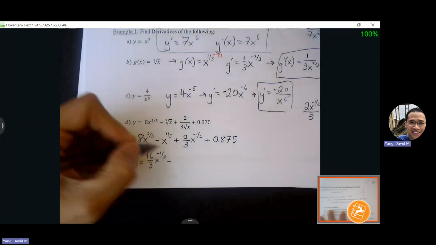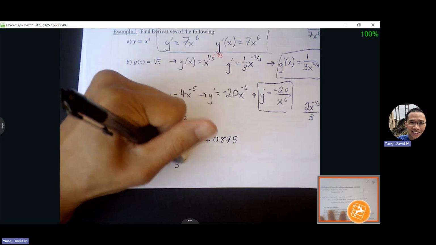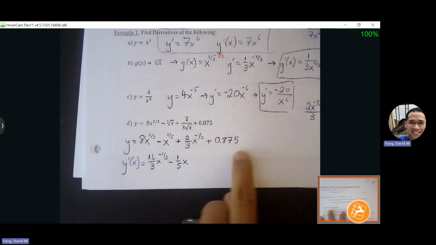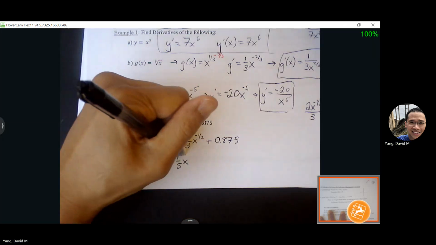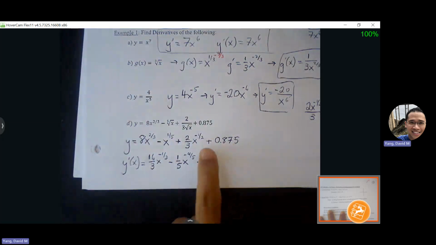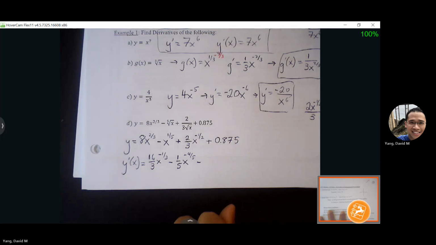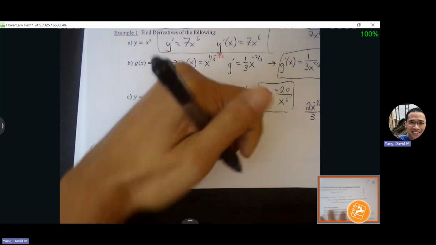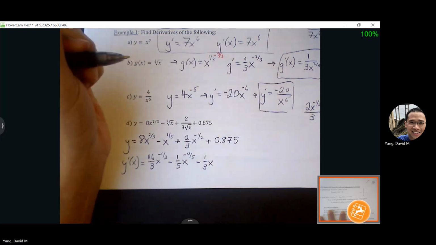Okay. Minus 1/5 comes down. We're just doing power rule for each of these, treating them as a separate problem. What's my new exponent? Okay, bring down the exponent. What's 2/3 times negative 1/2?